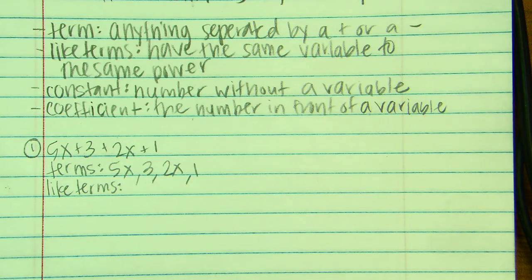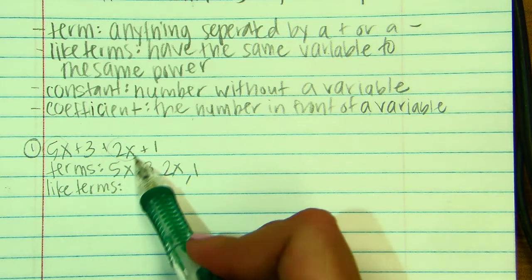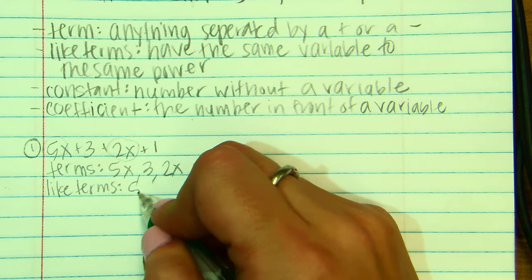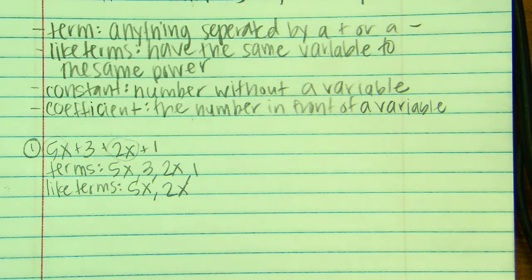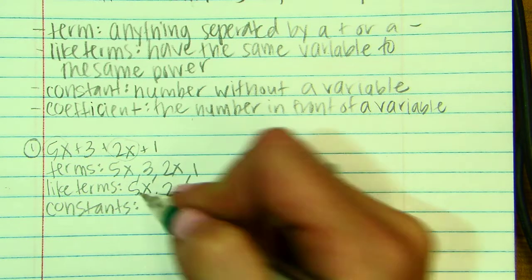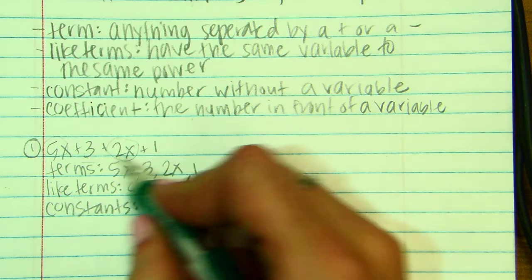And then next we're going to label the like terms. Like terms have the same variable with the same exponent. These are the only two that have variables, and they both have the same letter and they don't have any exponents, so they go together. So 5x and 2x are my like terms. And we'll label the constants. Constants are the numbers without a variable, so I have the 3 and the 1.